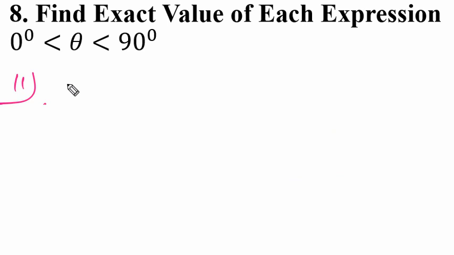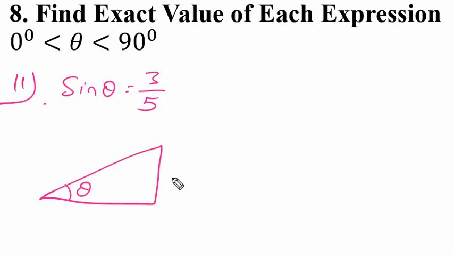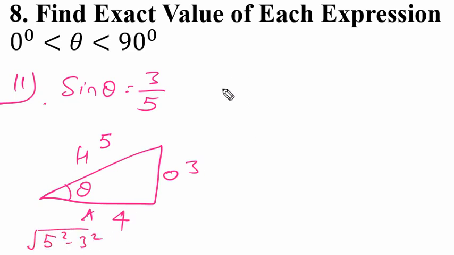Question number 11: sine theta is equal to 3 over 5. Let's draw the triangle: theta, opposite, adjacent, hypotenuse. This is opposite, this is hypotenuse, and that will give you 4. Now I know, right? If hypotenuse is 5 and this is 3, this will be 4. Or else you can use the square root of 5 squared minus 3 squared, you will get 4. Okay. Now what do we have to find? We have to find cos.